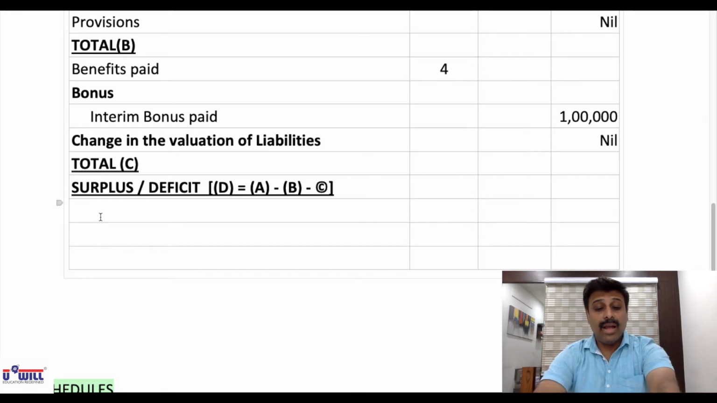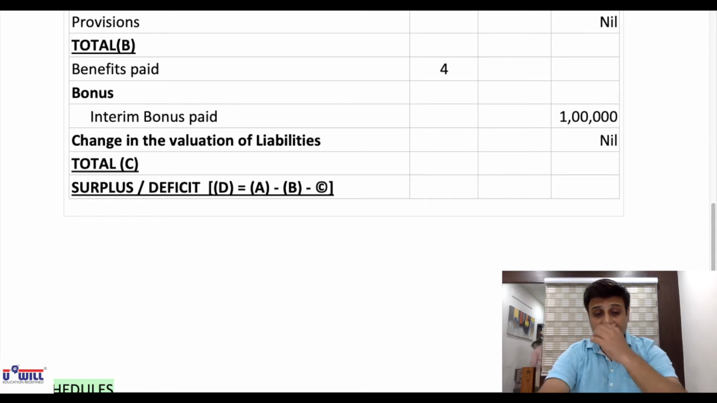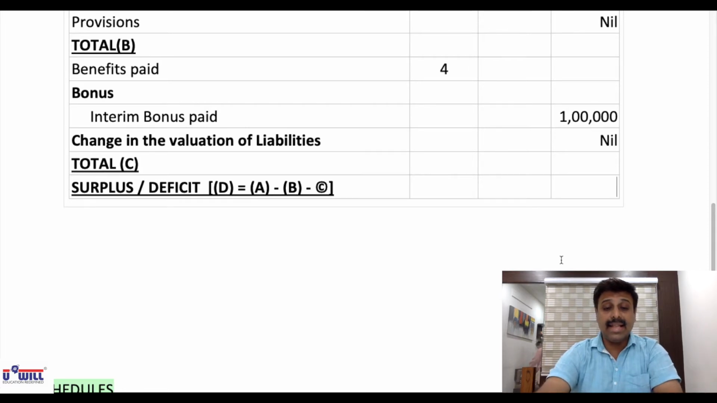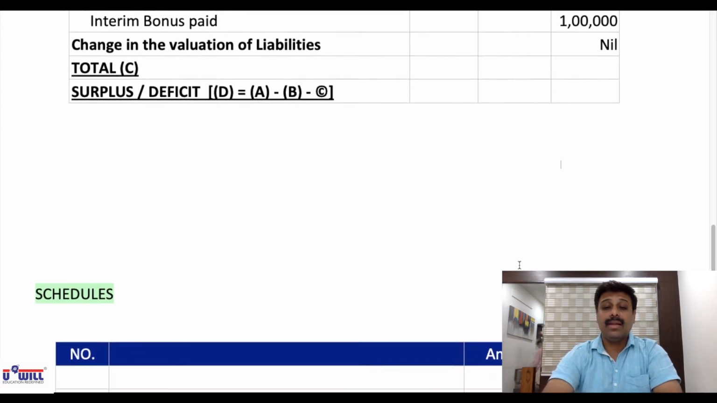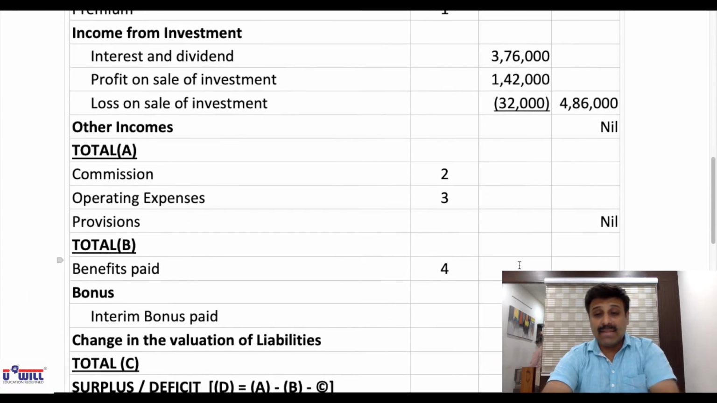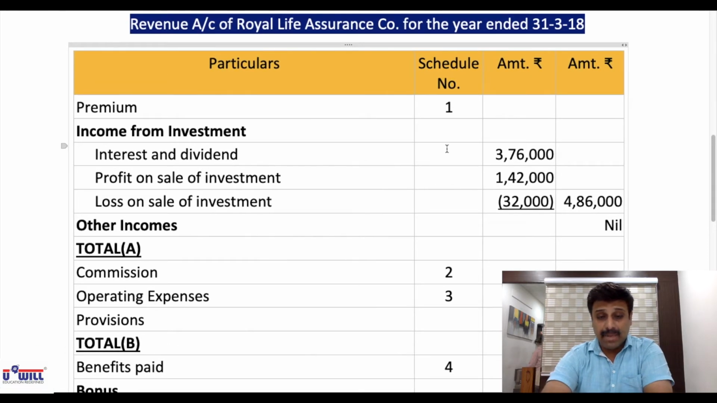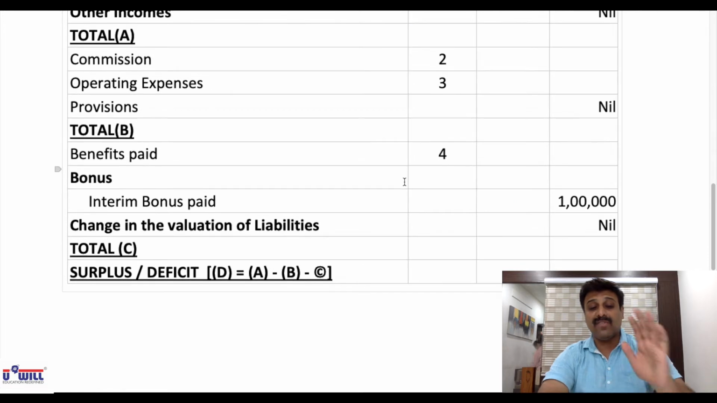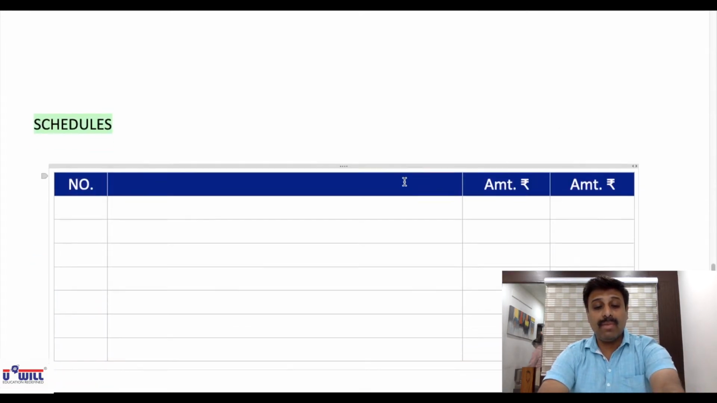Appropriations we don't have in this question, so we don't make the appropriations part. Otherwise, if appropriations are there, then that part will also be done. So whichever items we are going to make in the schedules, we keep them pending. Other items we directly mention in the format itself. Now we make the schedules.